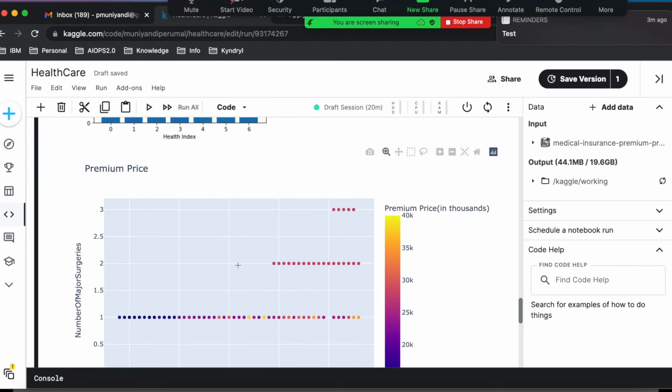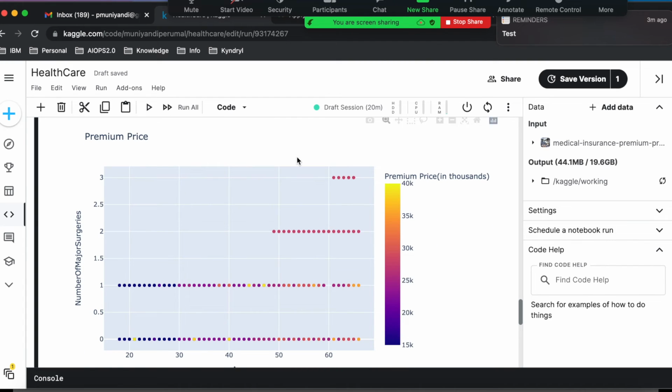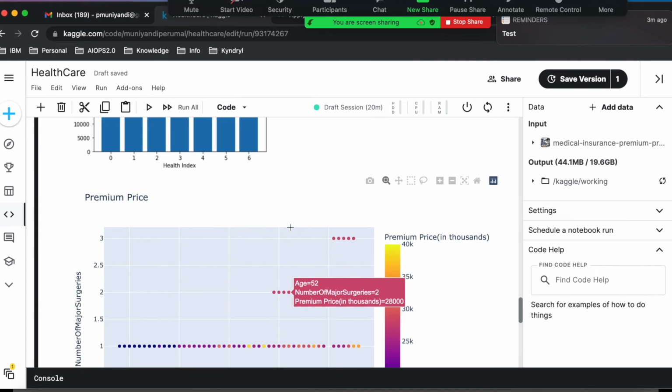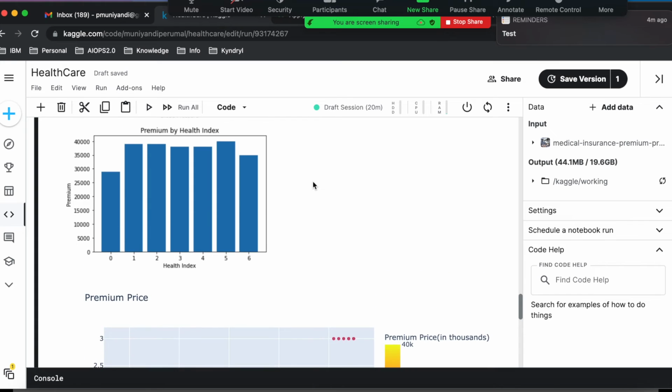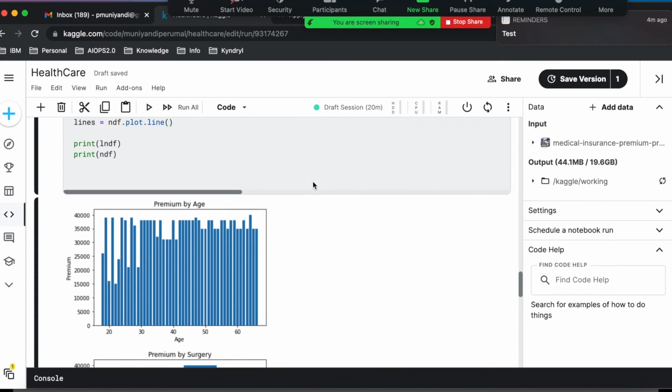But there is also a scatter plot. The scatter plot is actually a three-dimensional plot. I will just tell you: blue is the low premium, and yellow is a high premium. Before coming to the scatter plot, I will explain how the scatter plot is working. Then I will come here.